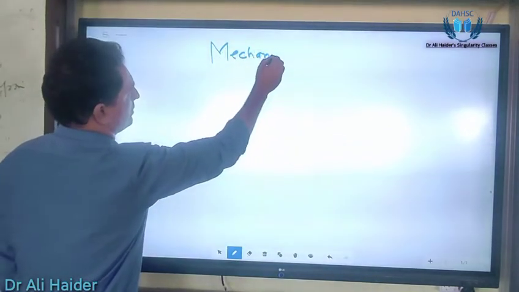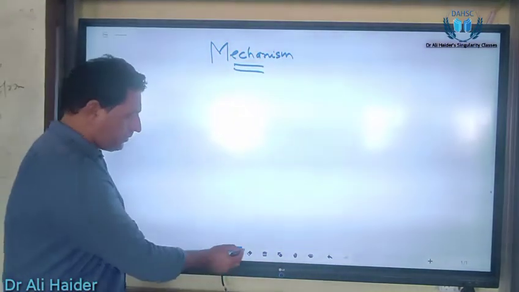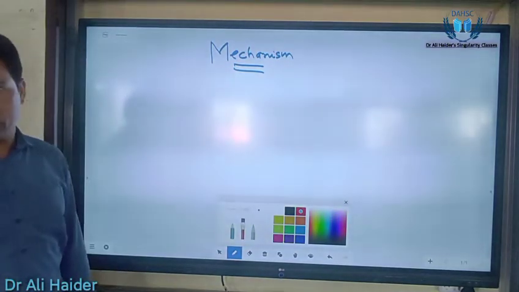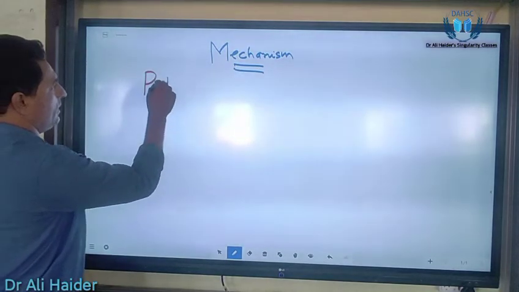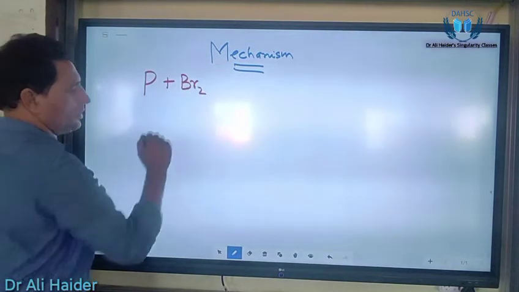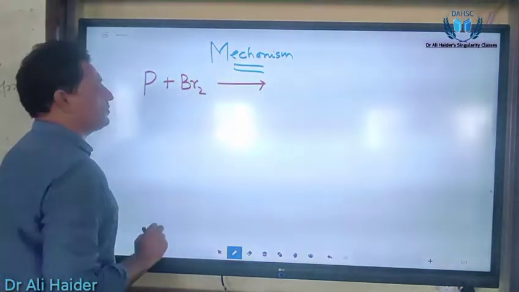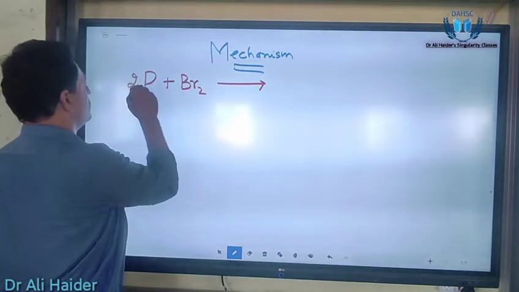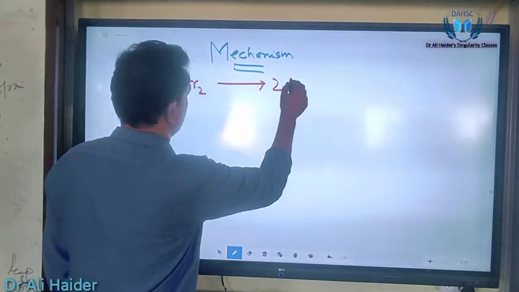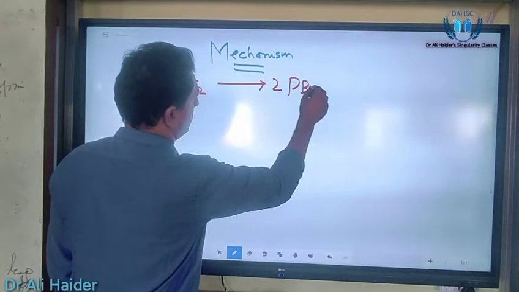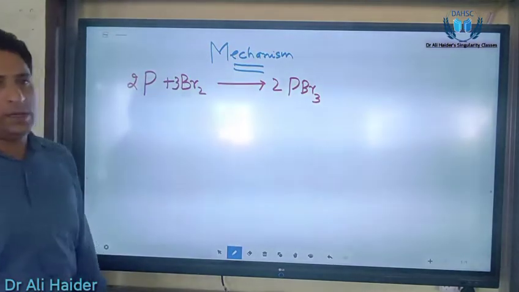Mechanism of the HVZ reaction. Now since in the first step we are taking phosphorus and halogen, let me take the halogen here, suppose bromine molecule. So first of all, phosphorus reacts with bromine and you get twice PBr3. Is it balanced?